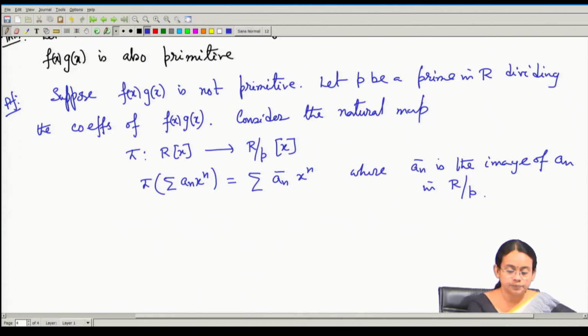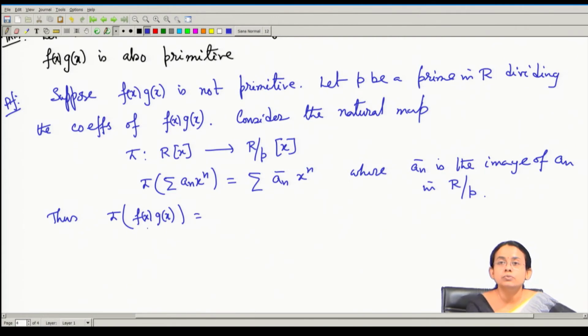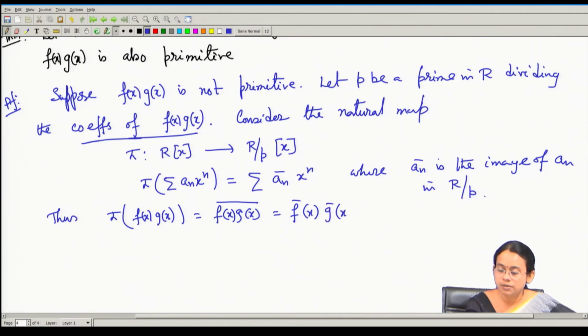Now consider the product f(x) times g(x). Where does this polynomial get mapped to? Since we know that p divides all the coefficients of this product, under this map pi all the coefficients are divisible by p, so they get mapped to 0 in R/P. So pi of the product is f(x) g(x) bar, which is equal to f bar(x) times g bar(x), which is equal to 0 bar in (R/P)[x].